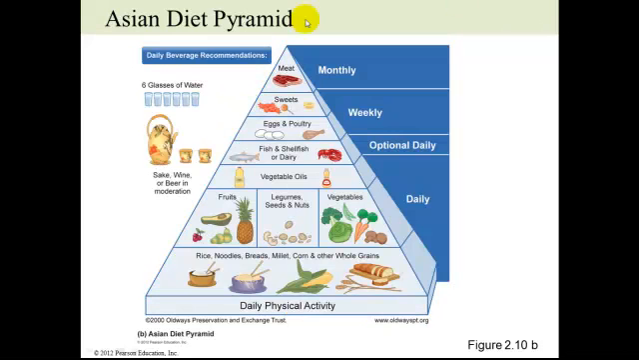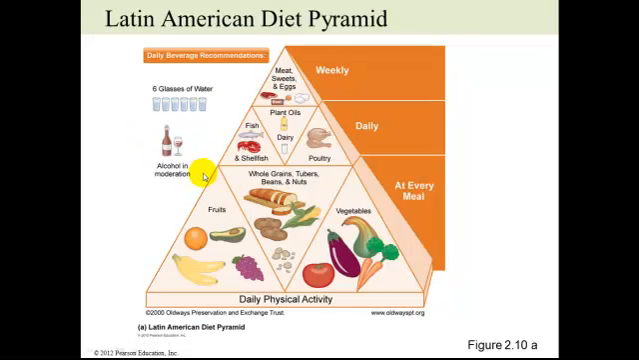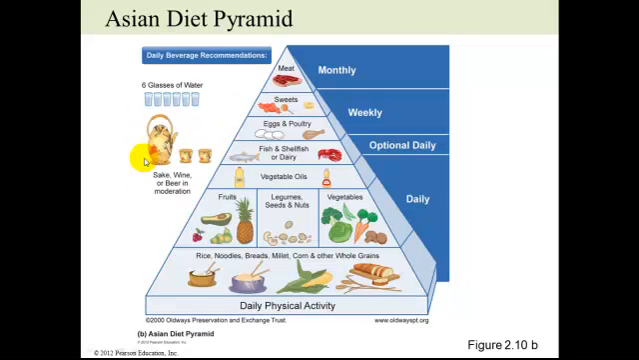You can compare that to the Asian diet pyramid, and you can see there's a slightly different organization. Notice sake, beer, or wine are in moderation. That's fairly similar to what we see here. Alcohol in moderation, that's standard. Meat would be monthly, sweets, eggs, and poultry weekly.